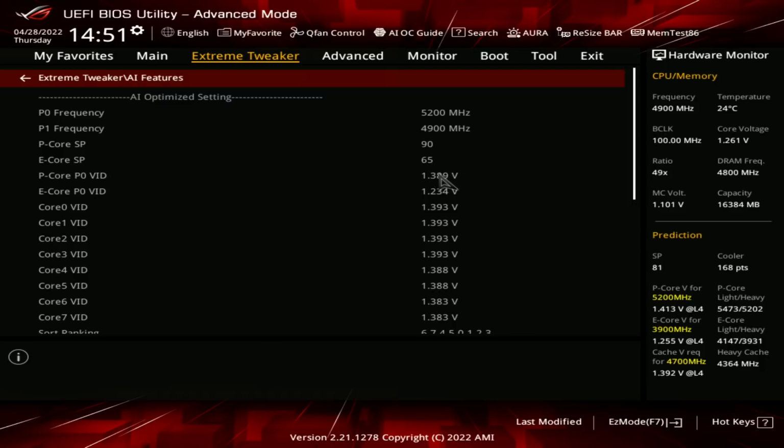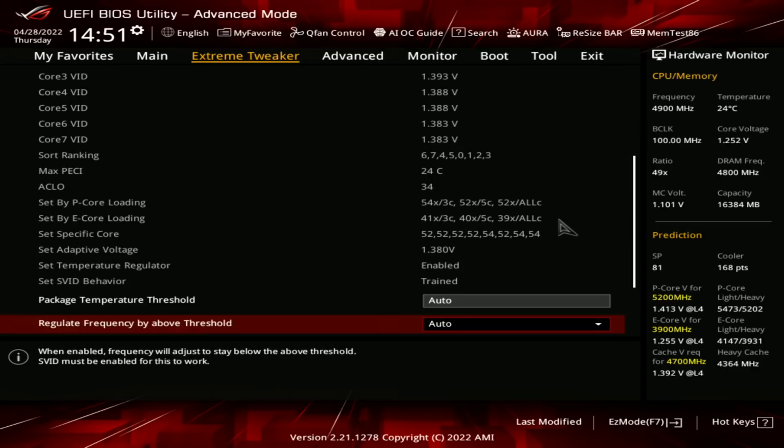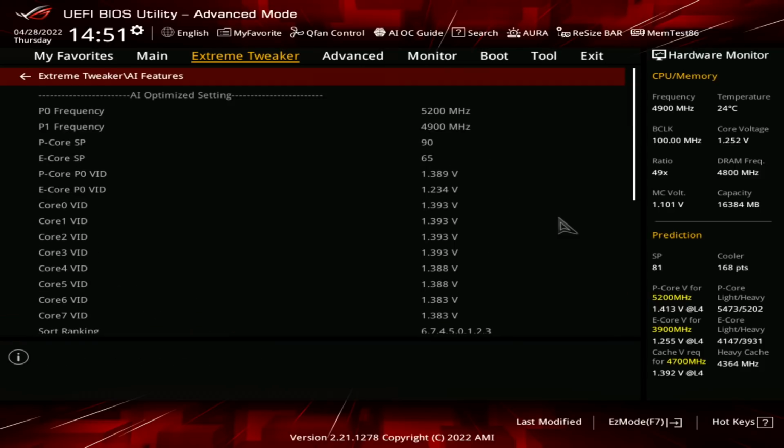I do have SP rating data for E-Cores. I've just not bothered to analyze it whatsoever because I couldn't care less about the E-Cores. Anyway, overall SP rating of 81 is just below average for a 12900K.